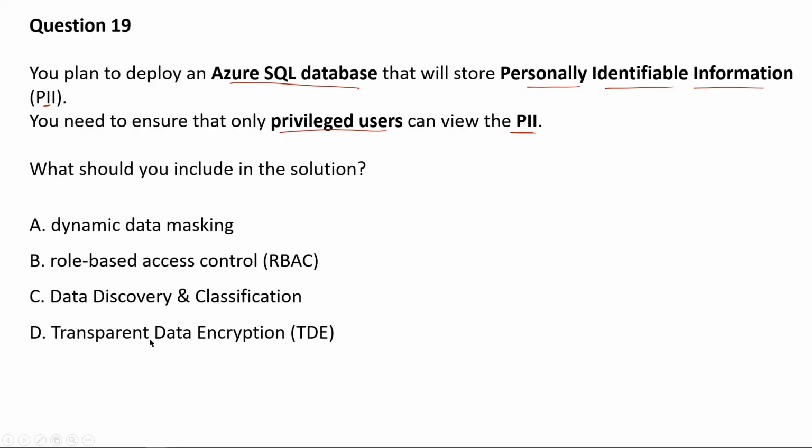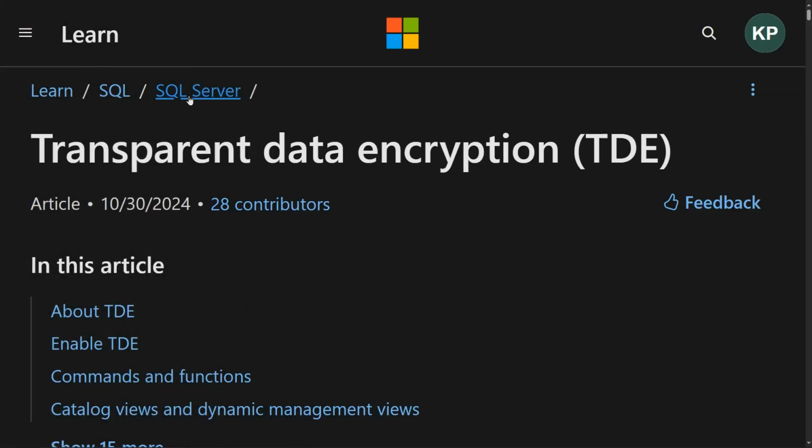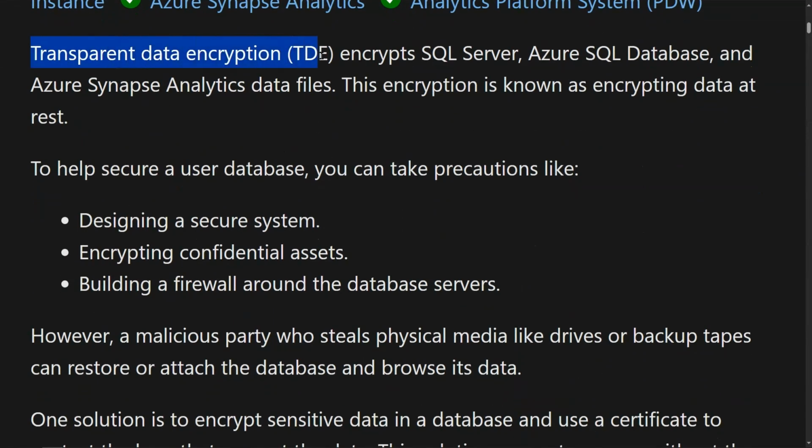Now let's understand what is transparent data encryption. We are on learn.microsoft.com, on the SQL Server transparent data encryption page. Transparent data encryption encrypts SQL Server, Azure SQL database and Azure Synapse Analytics data files. This encryption is known as encrypting data at rest. Means when the data is stored on the Azure platform or SQL Server, we can encrypt the data using transparent data encryption, but we cannot protect the data from non-administrative users to read from.